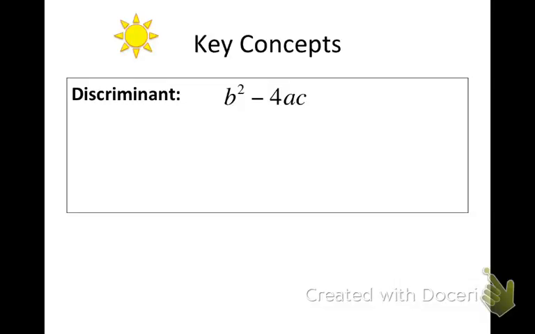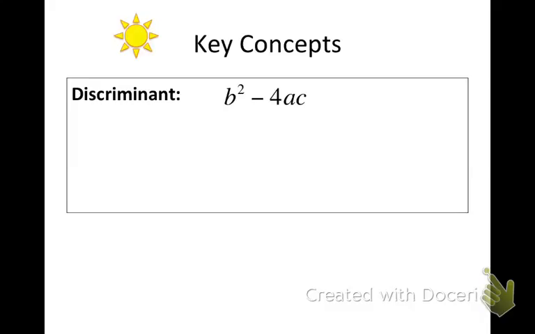The discriminant is the number that's underneath the radical sign in the quadratic formula. The purpose of a discriminant is to determine the number of solutions you are going to have. Okay? So sometimes it's nice to find the discriminant first to determine whether you're going to have just one solution, two solutions, or no real solutions.